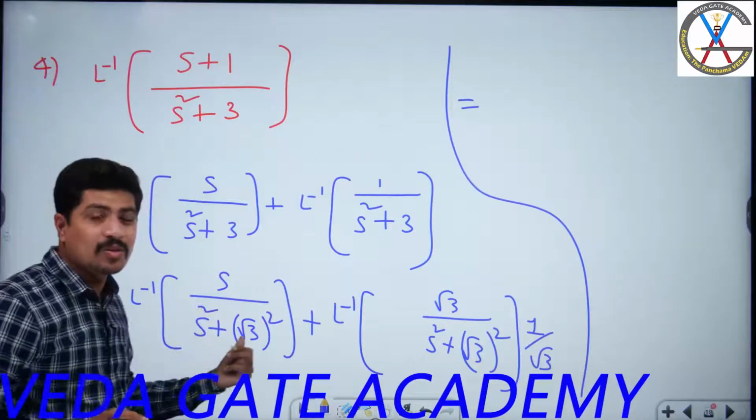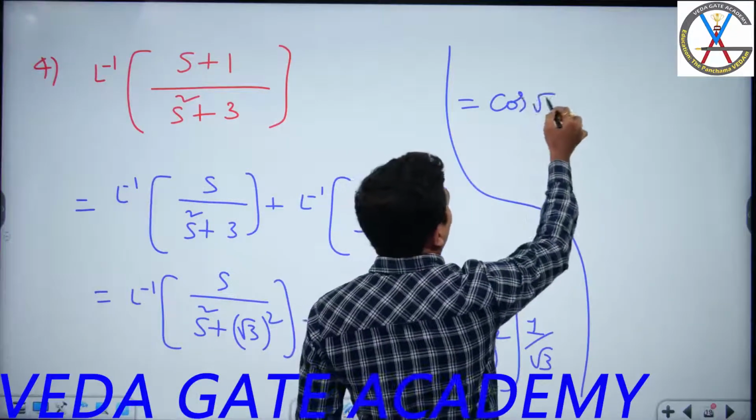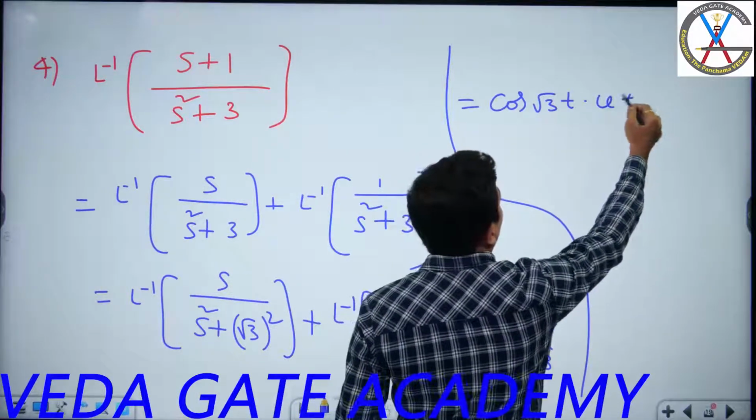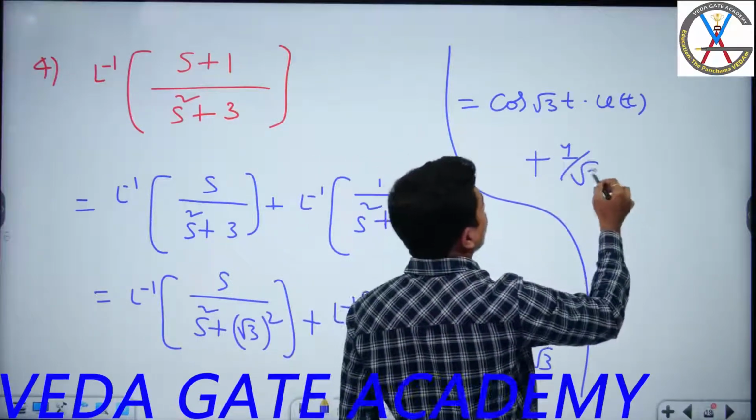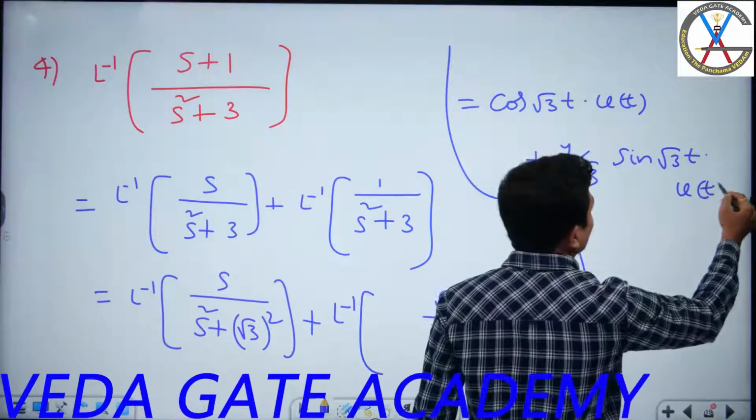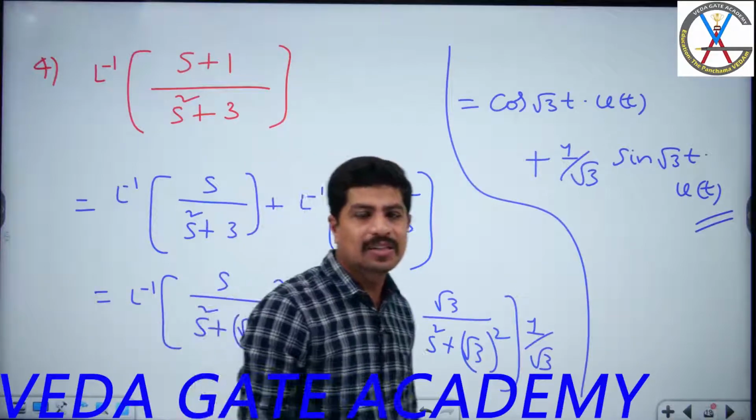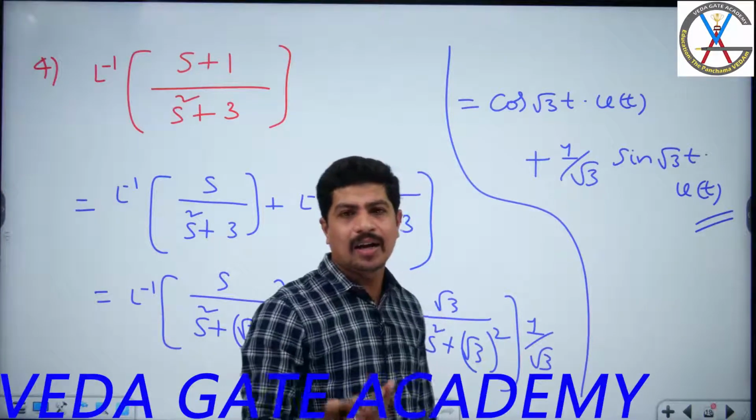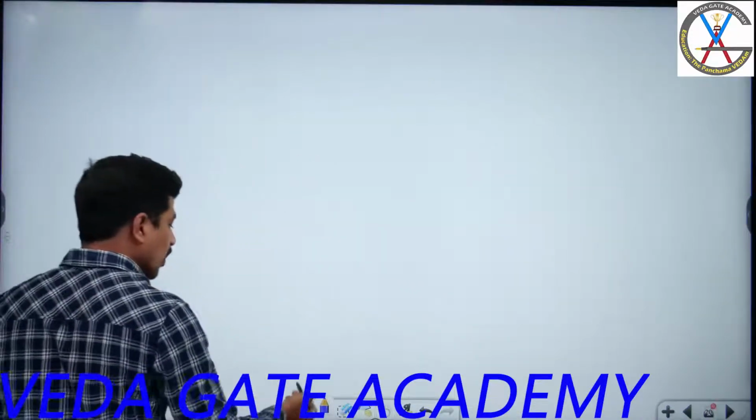S by s square plus omega square gives cos omega t: cos root 3t into u of t, plus 1 by root 3 into sin root 3t into u of t. Done. This is about Laplace and inverse Laplace of sine and cos. Let us see a few more examples.